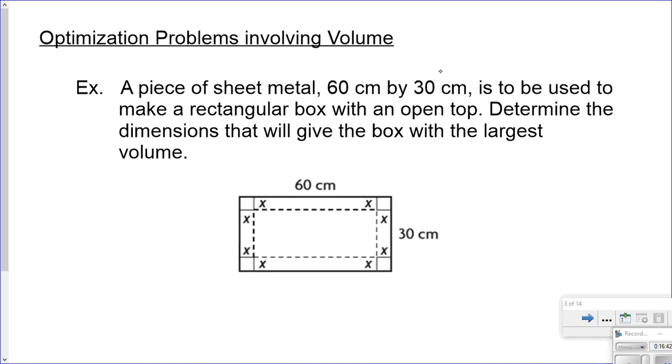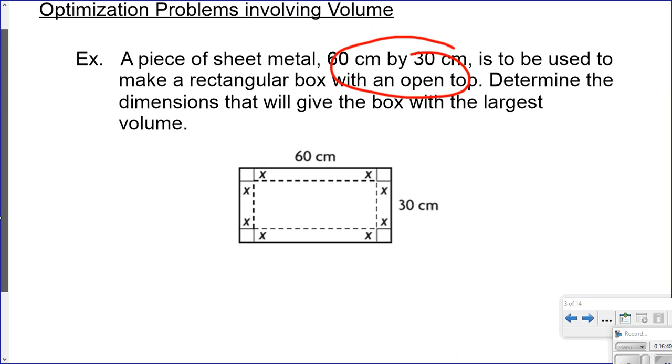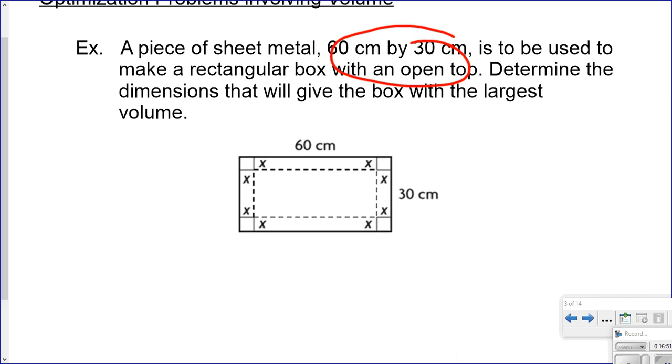All right, here's my diagram. Okay, I show it down here. Now, what's happening here? I've got a flat piece of metal, 60 by 30, and I'm going to cut this little corner out. I'm going to cut this little corner out. I'm going to cut this little corner out. And I'm going to cut and remove this little corner out here. Okay, so now I'm going to have a diagram that looks like this. I'll do my best to try and draw this.